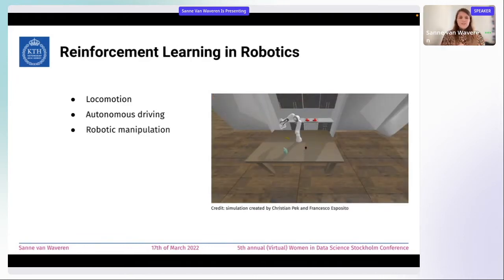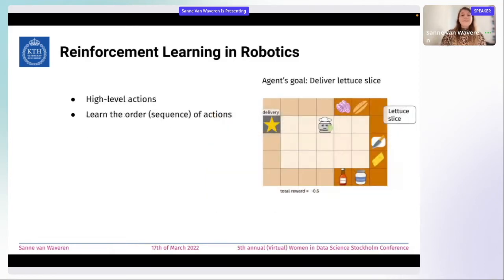The dream would be to just have a robot and set it up without having to explicitly program how it has to do its task. And reinforcement learning can actually learn the task without us having to do so. Reinforcement learning has been shown promising in learning the optimal policy for high-level actions, such as pick, place, chop, deliver, for example, in this cooking robot on the right.